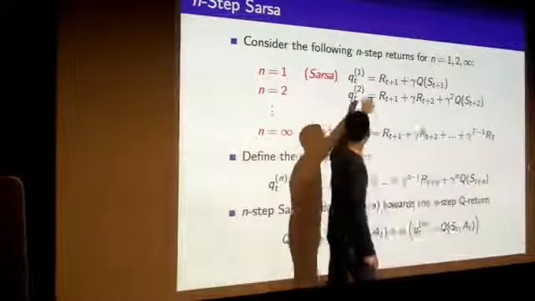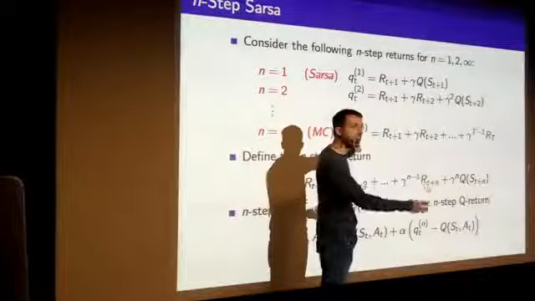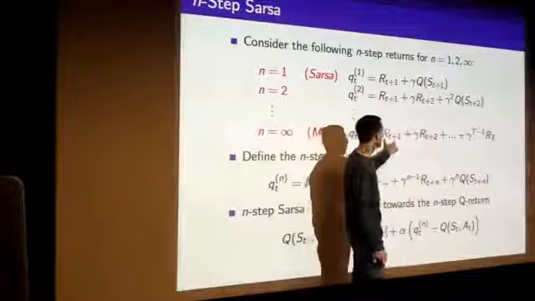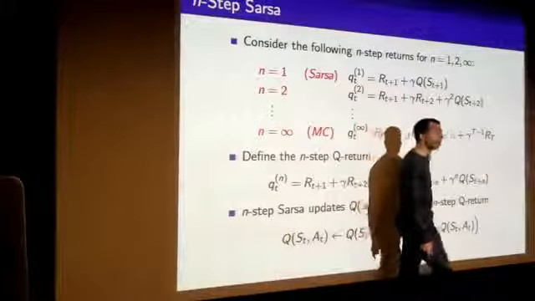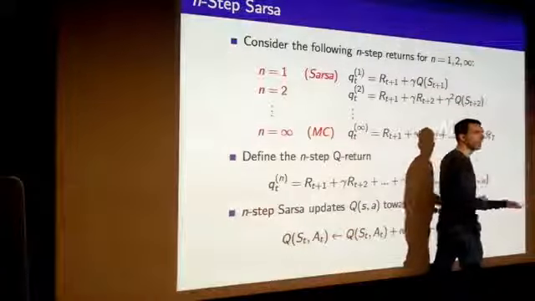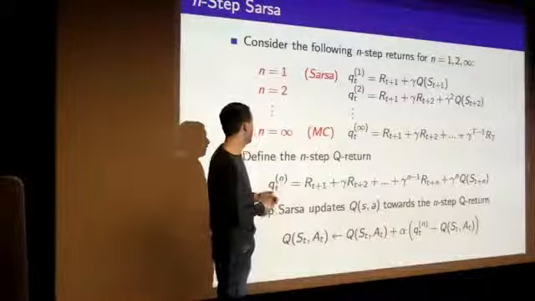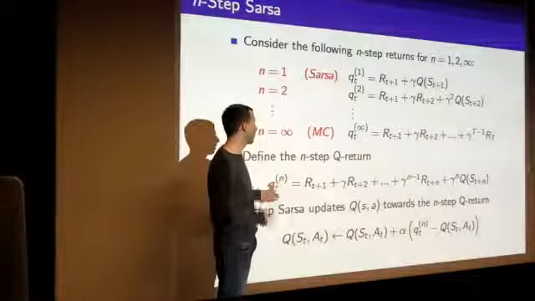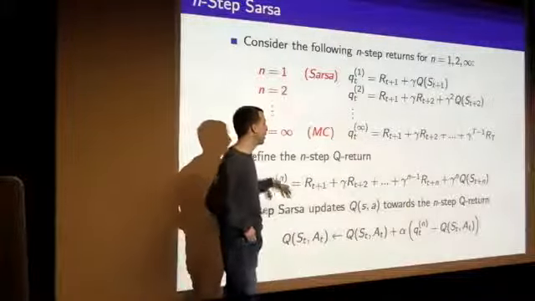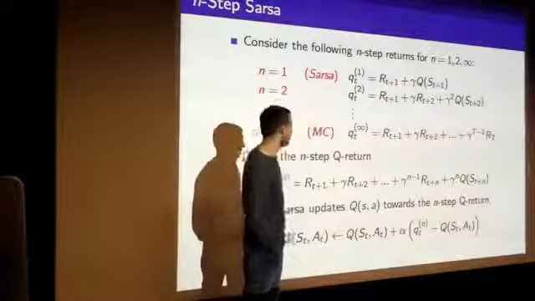Or we could do that for any number of steps all the way down to infinity, which is essentially Monte Carlo, where we look at the reward after 1 step, reward after 2 steps, all the way until the end of the episode, and we never bootstrap from our value function. Okay, so that was the idea of these n-step returns. And so this Q return we can define in the following way. We can define the Q return to basically be the generalization of this to any n.